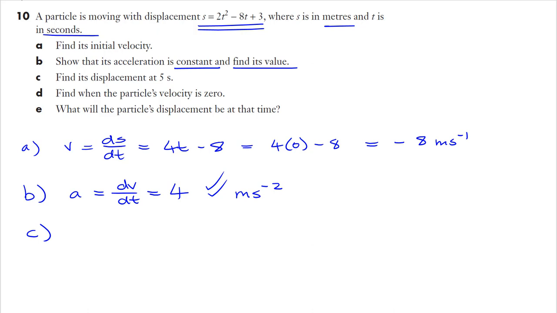C, find the displacement after 5 seconds. So we're substituting 5 into that original equation that we had. And that gives us a value of 13 meters.